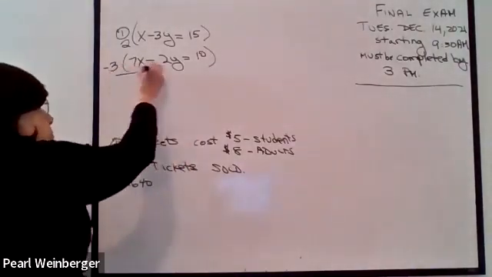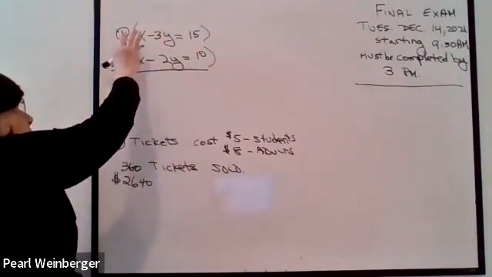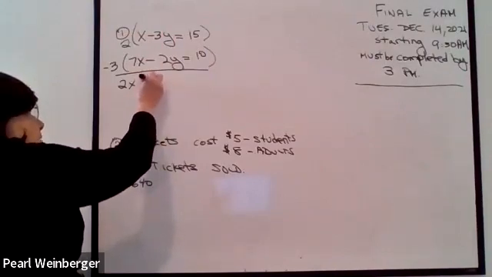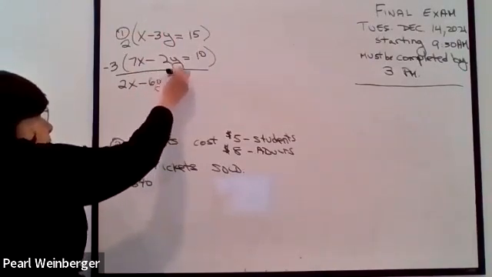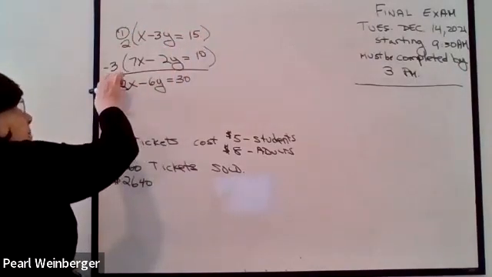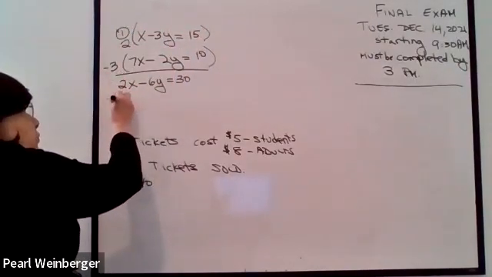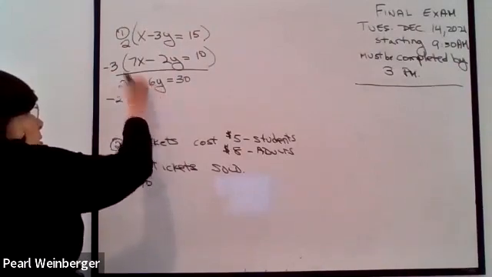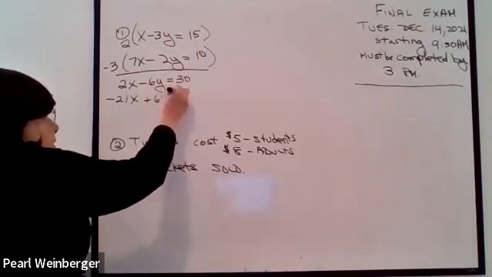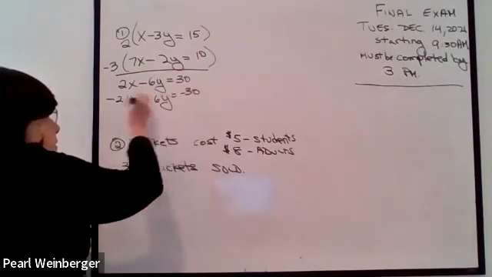So if I use a negative with the bottom equation, my top equation becomes 2x minus 6y equals 30, multiplying everything by the 2. The bottom equation becomes negative 21x. Negative 3 times negative 2 is plus 6y equals negative 30.